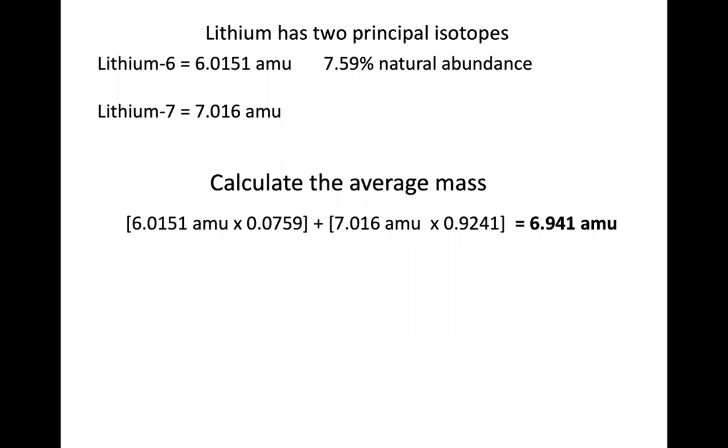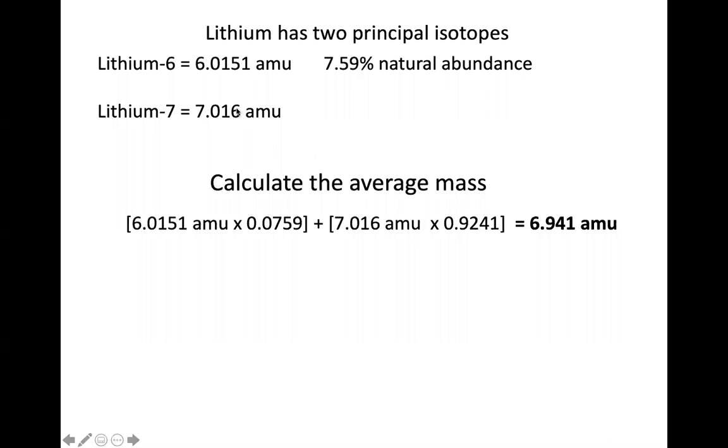The second question that I saw was, how did I come up with the second percentage value? I'm using the information that there are two principal isotopes. Two principal meaning that those two, when I add them together, are going to equal 100%. And therefore, if you've got 7.59 for one of them, the other one is this 92% and change.